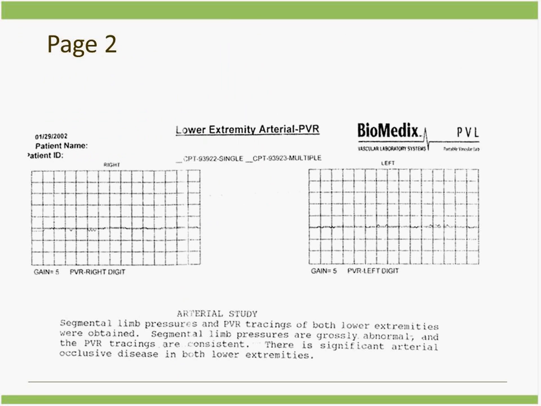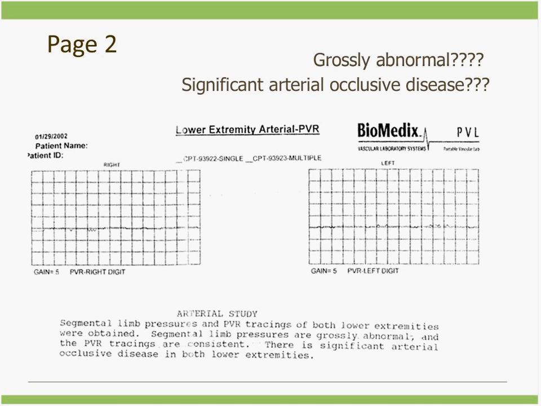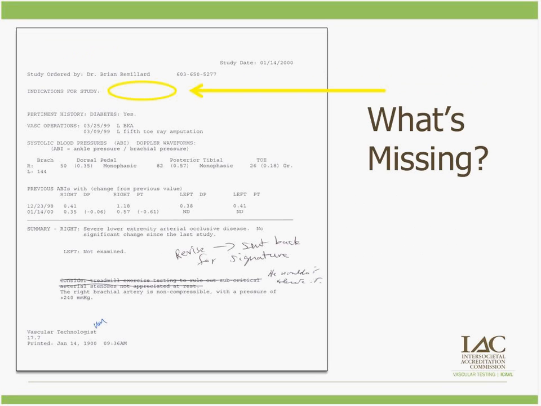All right, what does this mean? What does grossly abnormal mean? What is the referring physician going to do with something that says grossly abnormal or significant arterial disease? Your diagnostic criteria need to be more specific than those kinds of terms. So this is not an appropriate report. What's missing in this report are the indications for the study. That's an important part of the report so that you can then decide whether your findings are consistent with the indications for the study or not.